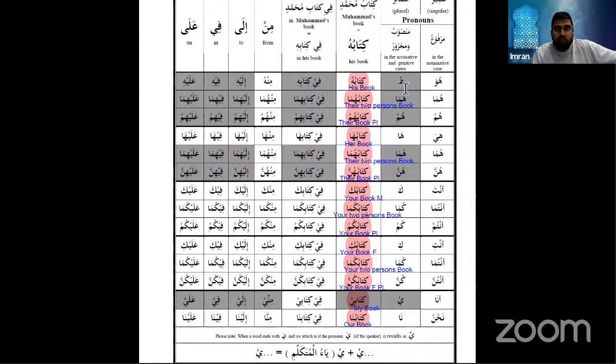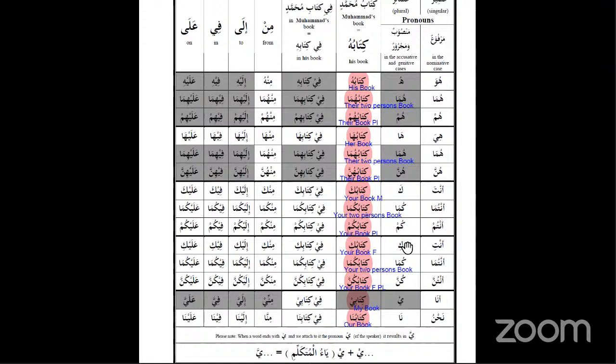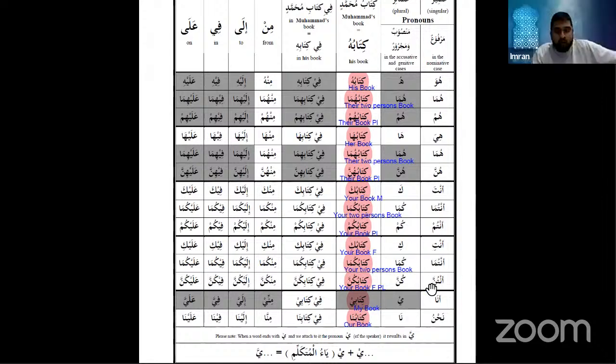Huwa changes to hu. Huma remains huma. Hum remains hum. Hiya becomes ha. Huma remains huma. Hunna remains hunna. Anta becomes ka. Kitabuka. Antuma becomes kuma. Antum becomes kum. Anti becomes ki. Antuma becomes kuma. Antunna becomes kunna. Ana becomes ya. Nahnu becomes na. Now go ahead now. Kitabuha.